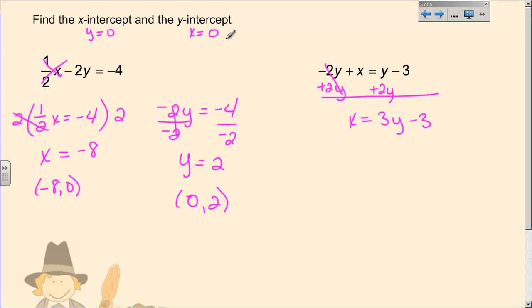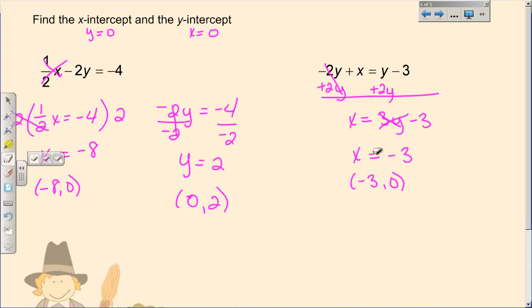So let's do the x-intercept first. That's where y equals 0. So that means this is going to be canceled out, because when I plug in 0, it just cancels out. So I am left with x equals negative 3. Didn't have to do anything at all. My ordered pair for my x-intercept is (-3, 0).